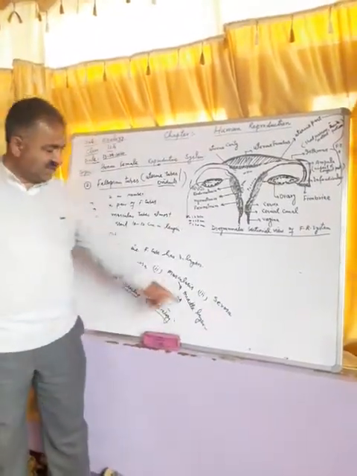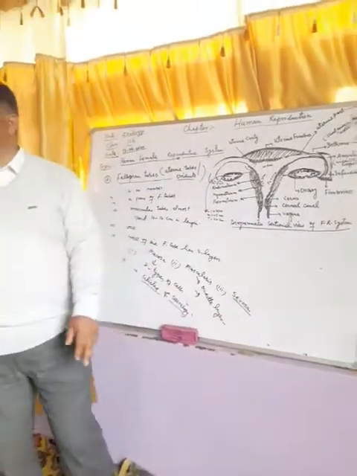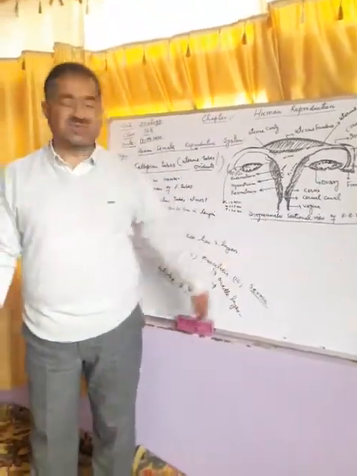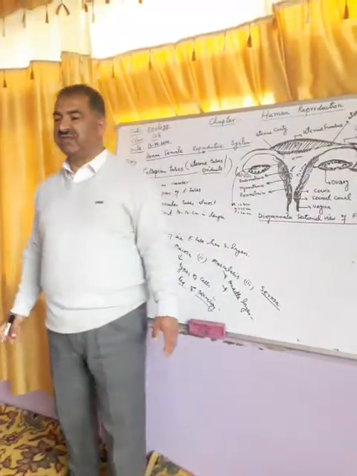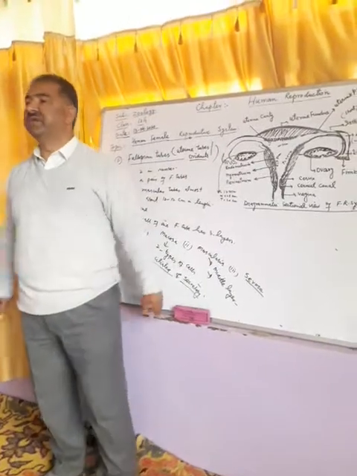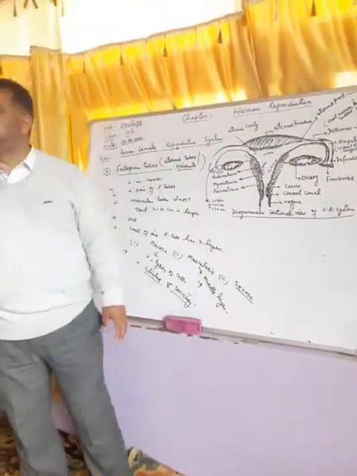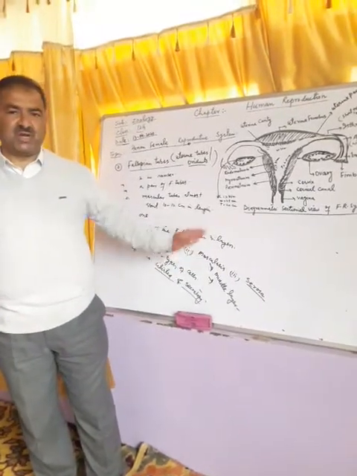Then there is the third layer, the serosa layer. The serosa layer is the outermost layer of the fallopian tube or oviduct. It is made up of visceral peritoneum.